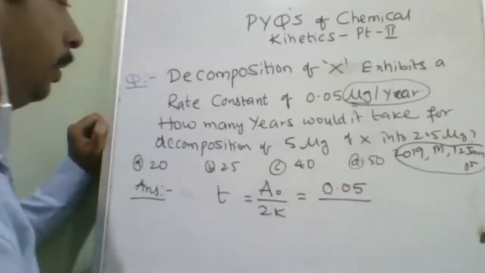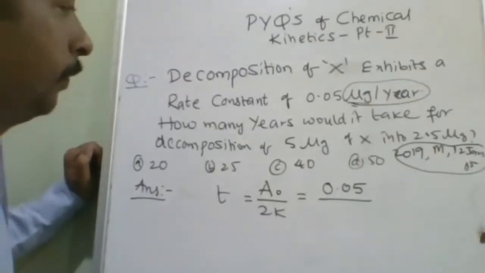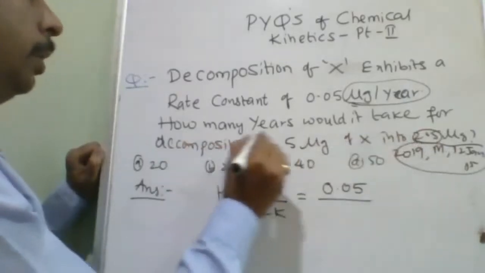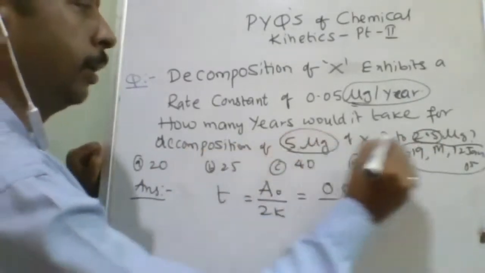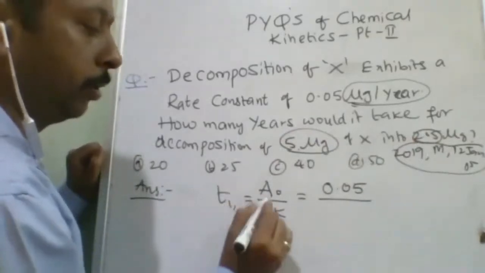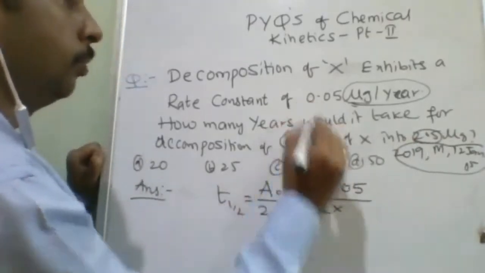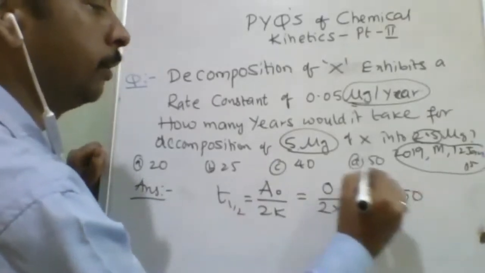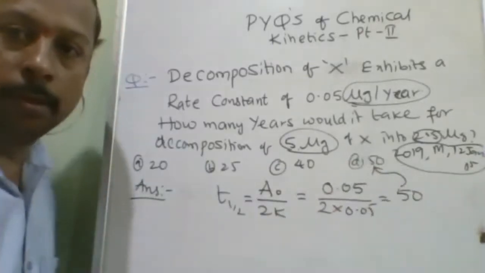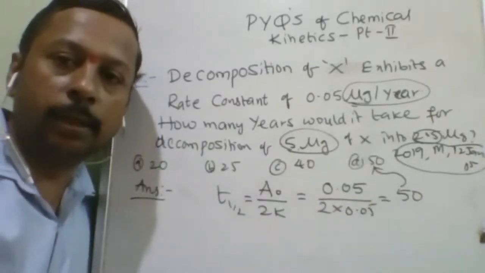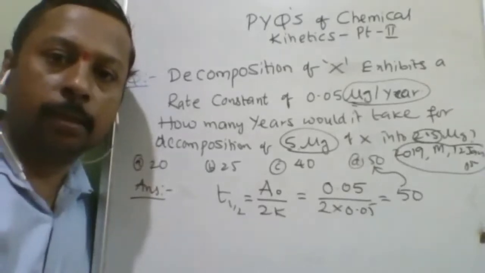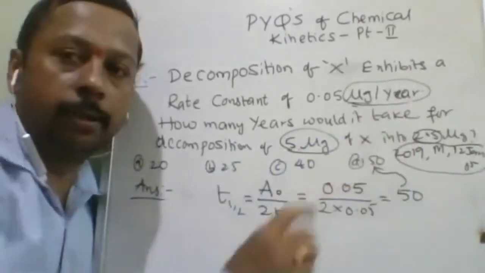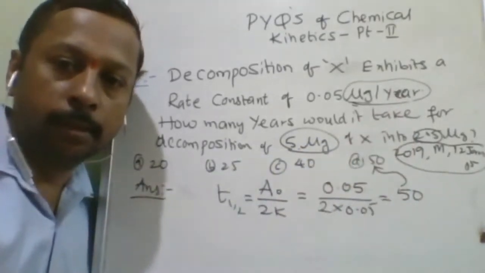Time required. Okay. So 0.05 divided by... He is asking only half life time. See, 2.5, how many... decomposition of 5 micrograms to 2.5? That means T half is equal to A0 by 2K. So 2 into K is 0.05. Okay. So on simplification, you will get 50. Is it understood? So D option, and the answer is 50. What will be the units of 50? Years. Because here years are given, here also the answer will be in years.